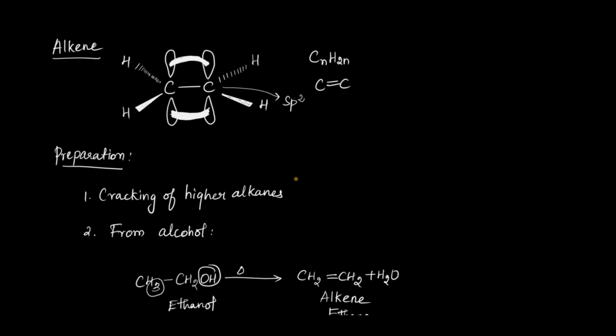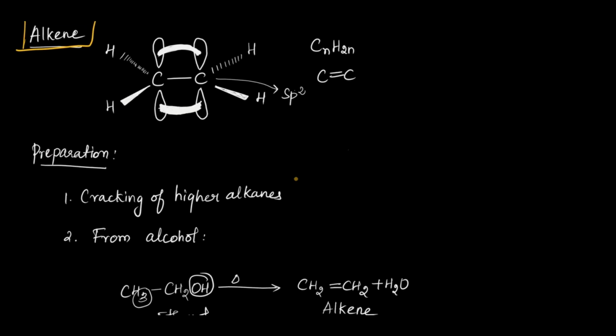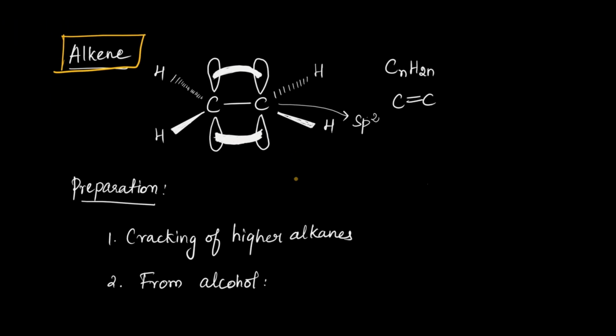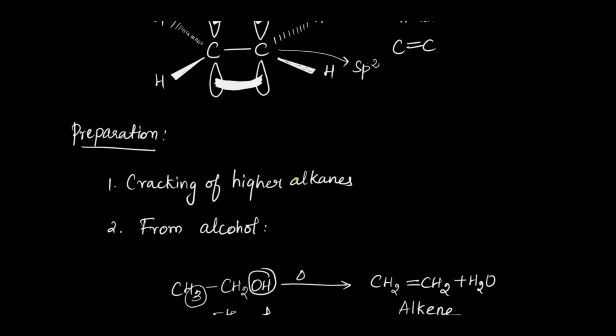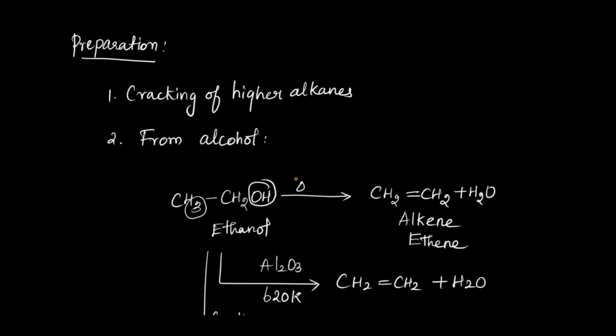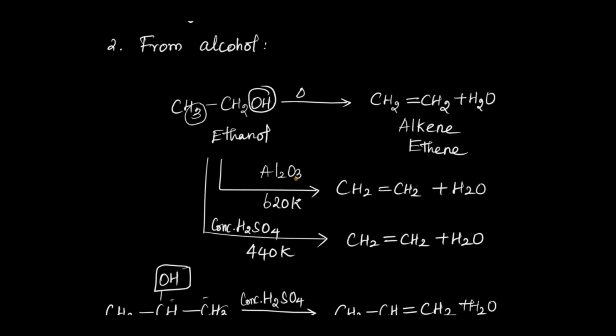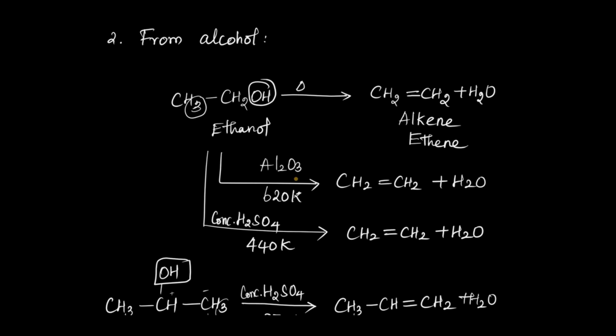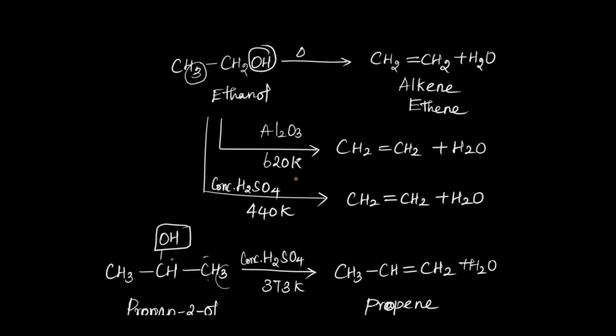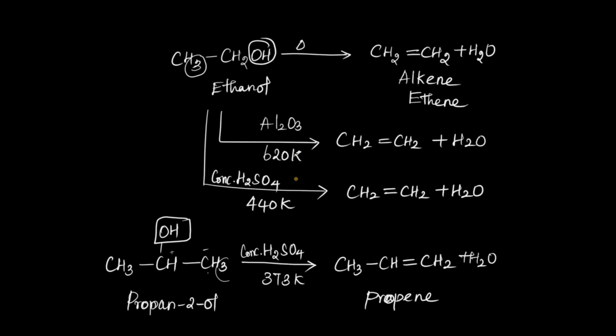Then alkenes. Alkenes have the formula CnH2n, with a C double bond C, sp2 hybridized. Preparation is very simple. You can prepare them by cracking of higher alkanes, like we saw in the cracking method. From alcohol, alkenes can be prepared by heating it up, which will remove the water. The remaining will be alkenes. Or you can use Al2O3 at 620 Kelvin or concentrated sulfuric acid at 440 Kelvin to form alkenes.